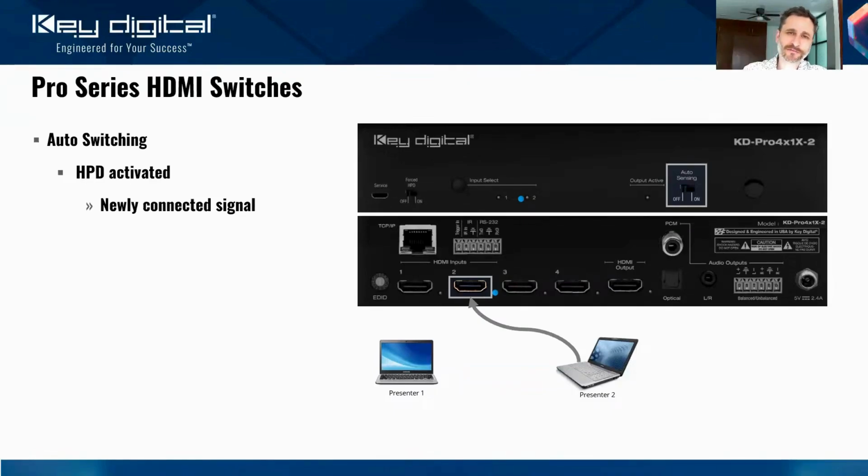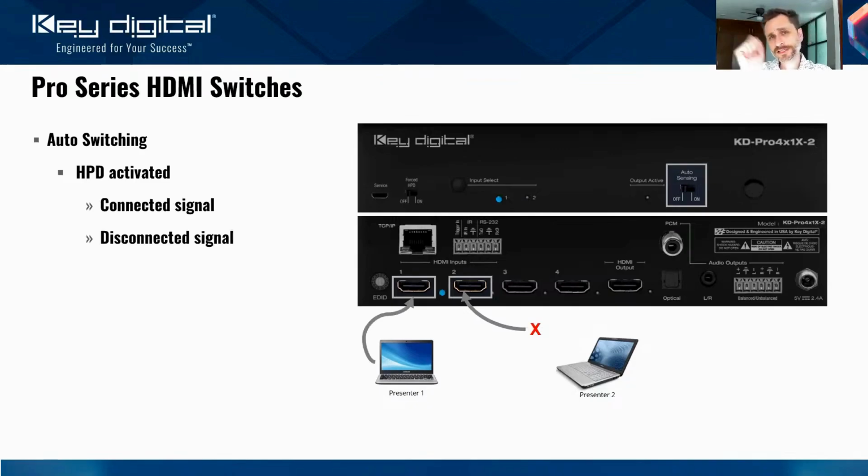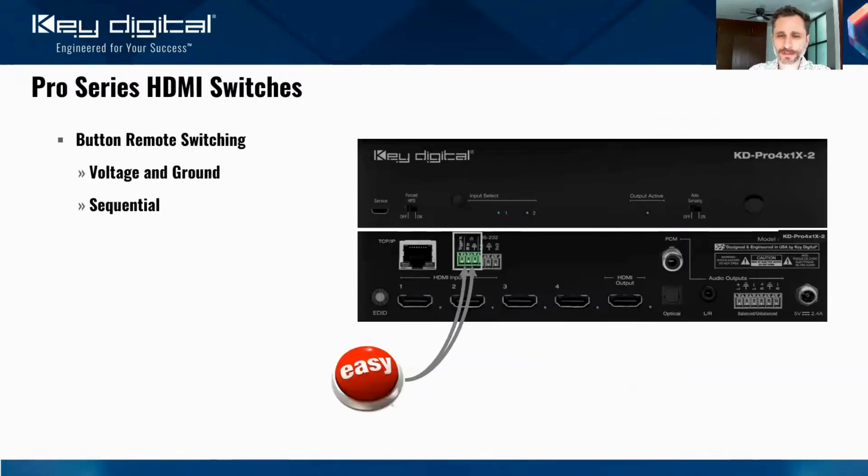Some sources like to give the hot plug even when they're powered off. So that would cause problems with the auto switching feature. But that's not so common in this kind of application like a huddle space and conference room. Similarly, if you disconnect your HDMI cable, the switcher will then sequentially advance looking for an active signal until it finds one, and it will land on that through the auto switching.